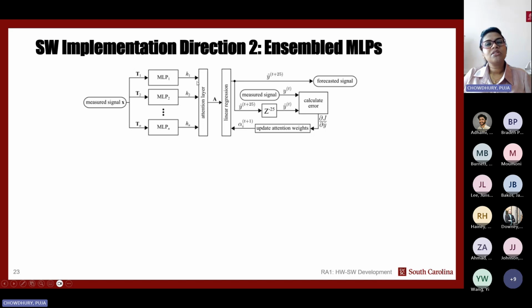From passing through the MLPs, there are 3 hidden representations coming out, H1, H2, and H3, going to the attention layer, which produces another output A, which is passed to the linear regression, and then we get the forecast signal. But here, we do the back propagation through the attention layer, tune the weight and bias in the attention layer and linear regression part, and make the calculation, and then make the final forecast signal. That's how this ensemble MLP works.